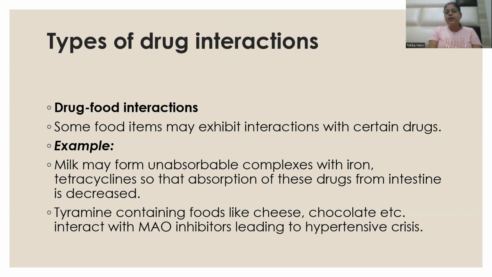So these are indirectly acting sympathomimetic agents, tyramine. There will be a hypertensive crisis in the body when products like cheese, yogurt, chocolate, and milk products, which contain tyramine, are given with MAO inhibitors.